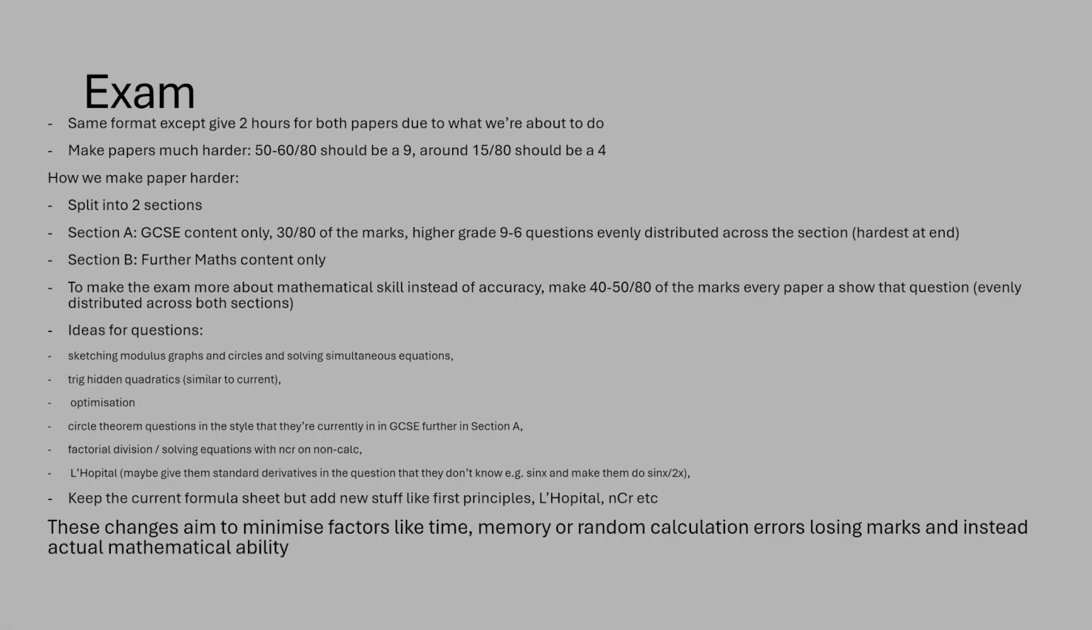And then lastly, these changes, the time, the grade boundary, the show that questions, the formula sheet, all try to maximize mathematical ability over random errors and accuracy, because I think random errors and accuracy should be prioritized in actual GCSE maths or A level maths, the base qualifications, and that's why they've increased the boundaries in both of those, because they want accuracy at the forefront of those courses. But when you're doing an additional maths paper, as I explained earlier, it should be more mathematical ability and problem solving than accuracy.